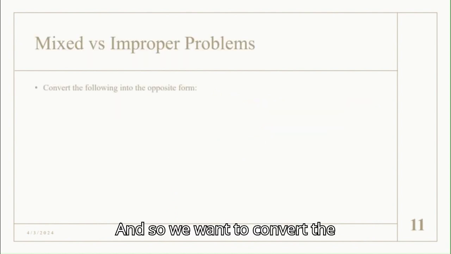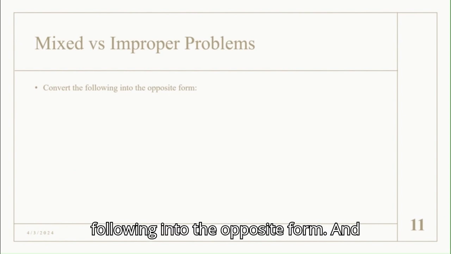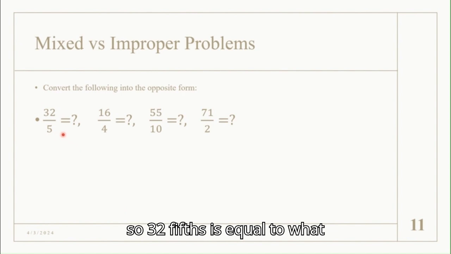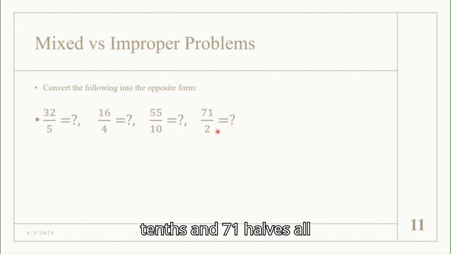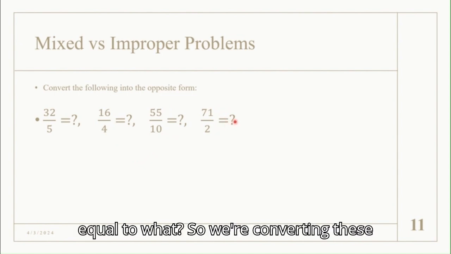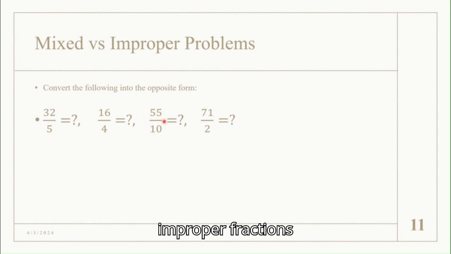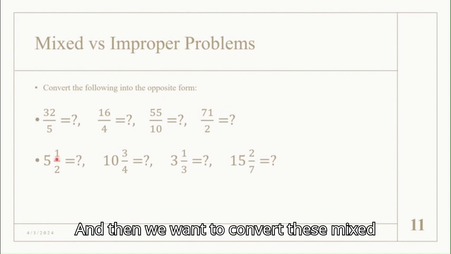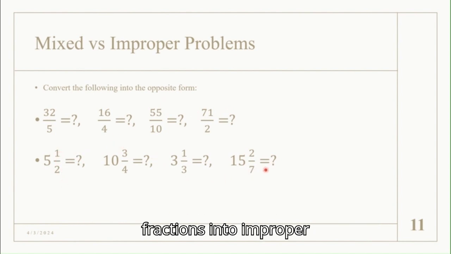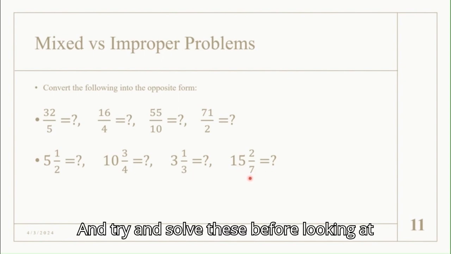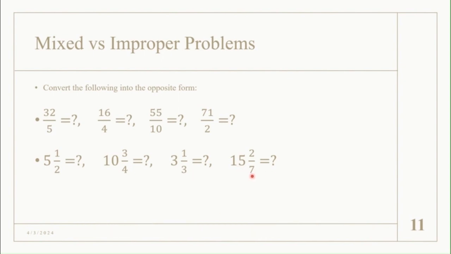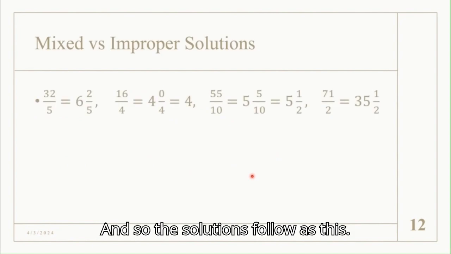We want to convert the following into the opposite form. And so 32/5 is equal to what? 16/4 is equal to what? 55/10 and 7 1/2 all equal to what? So we're converting these improper fractions into mixed fractions. And then we want to convert these mixed fractions into improper fractions. You want to pause here and try to solve these before looking at the solutions. And so the solutions follow as this.